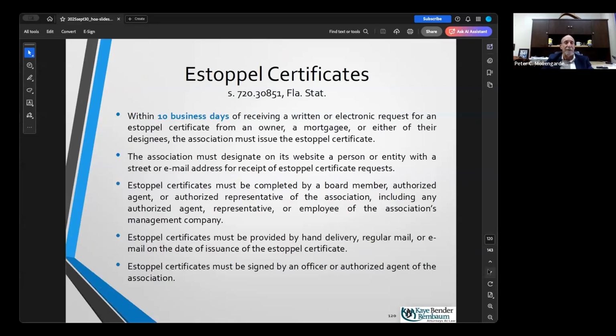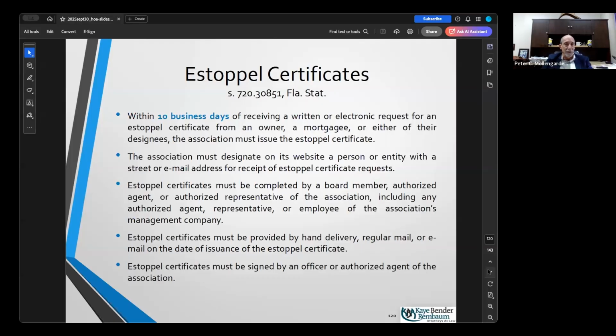Estoppel certificates, very important. When a unit is being sold or transferred, typically you will be requested for an estoppel certificate, which concerns information about that lot, particularly regarding assessments, but other things too. So within 10 business days of receiving a written or electronic request for an estoppel certificate from an owner or a mortgagee or either of their designees, you must issue an estoppel certificate.